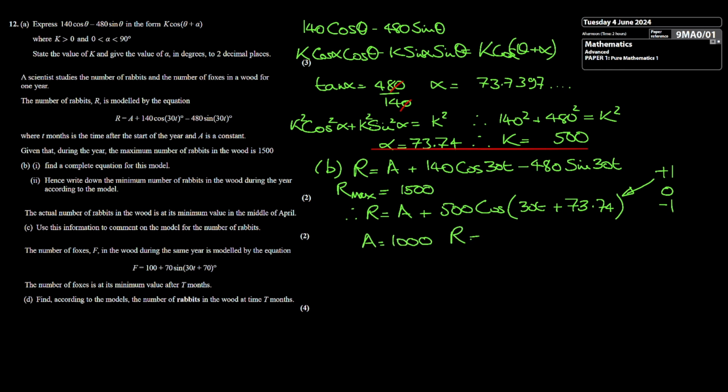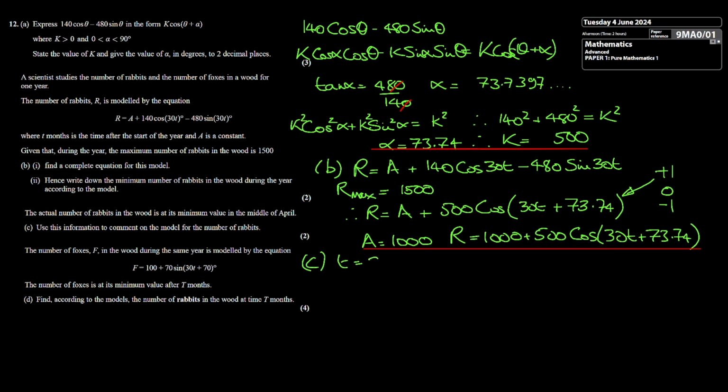So the complete model is R equals 1000 plus 500 cos(30t plus 73.74). And that will be the answer to part B. So in part C, we're told that the actual number of rabbits is at a minimum value in the middle of April. Now that would be that t would be equal to 3.5. So we now need to compare this value with what the model will say.